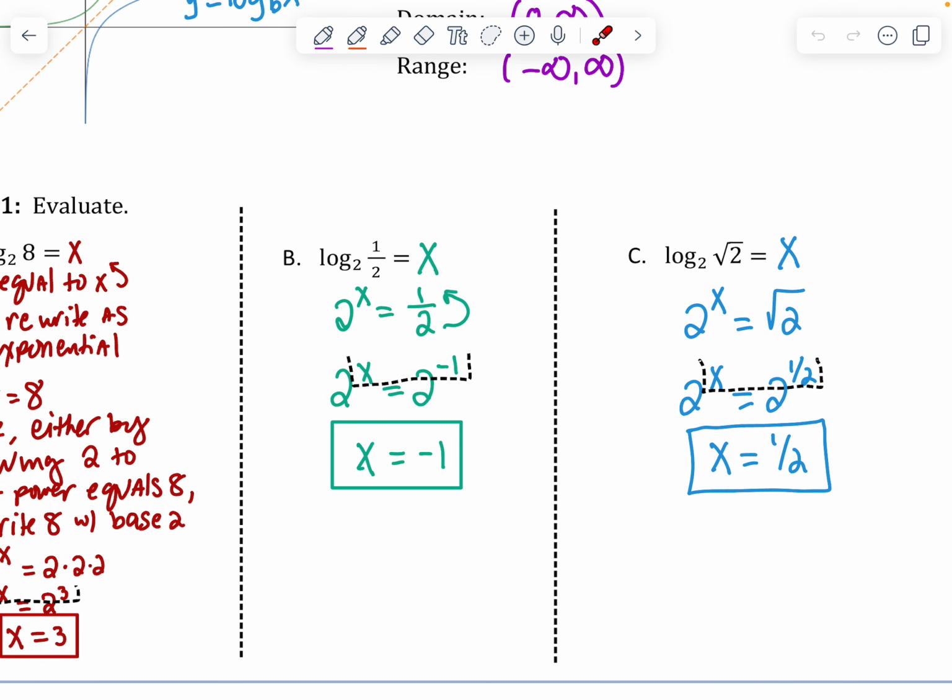And finally, I've got log base 2 of the square root of 2, and I'm thinking of it as equals x. So this 2 is now to the x power set equal to the square root of 2. But again, I see 2's, but the right side being inside a radical is deceiving, so I'm going to rewrite that radical as a 1/2 exponent. Base 2's are equal, so my exponents of x and 1/2 must also be equal.